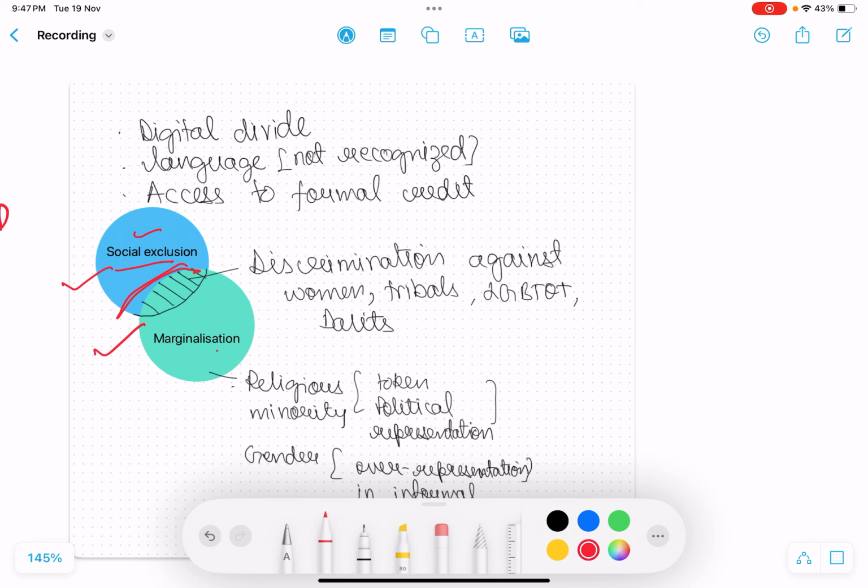So let's just say people could be excluded on account of the digital divide, right? In rural urban areas, people may not have access, or it could be a class divide. People who are lower in the class structure may not have access to digital devices, internet, and so they are being excluded from it. But this is not marginalization.